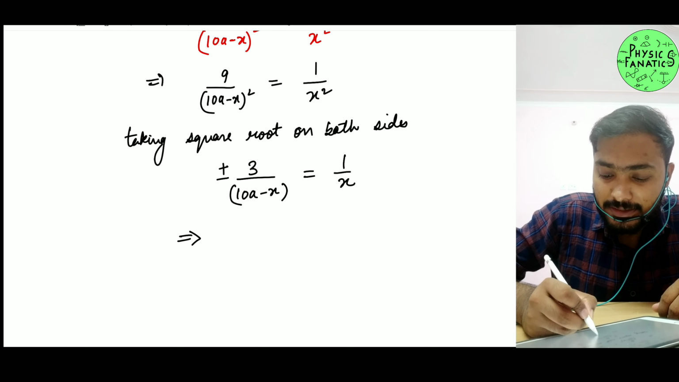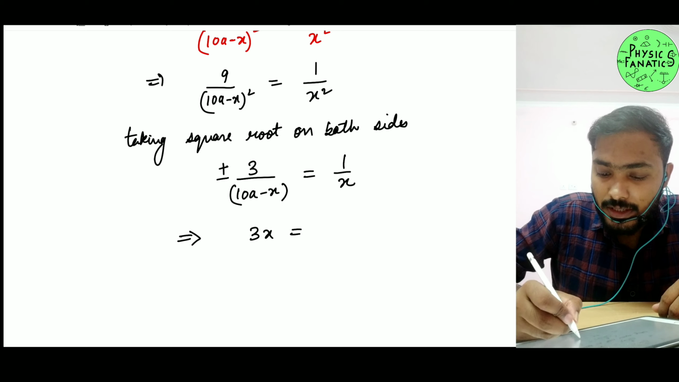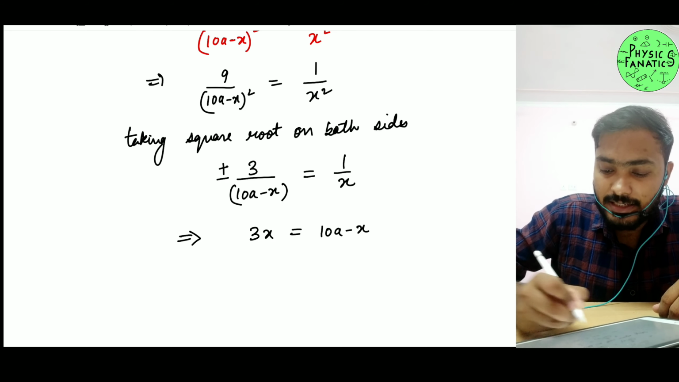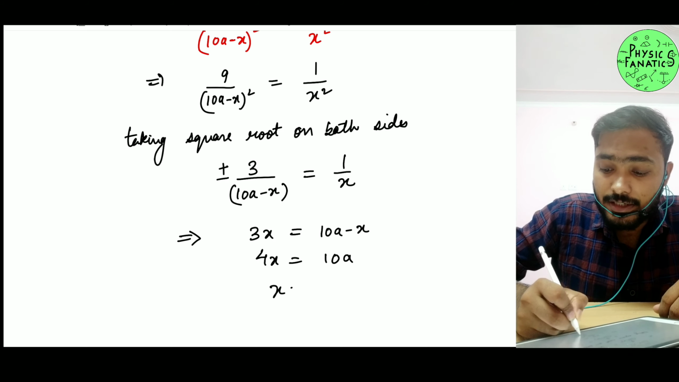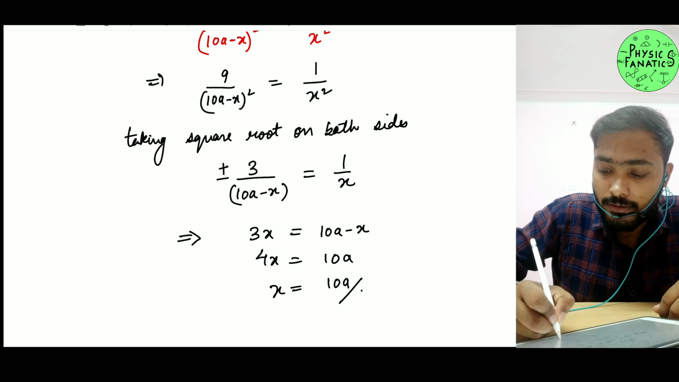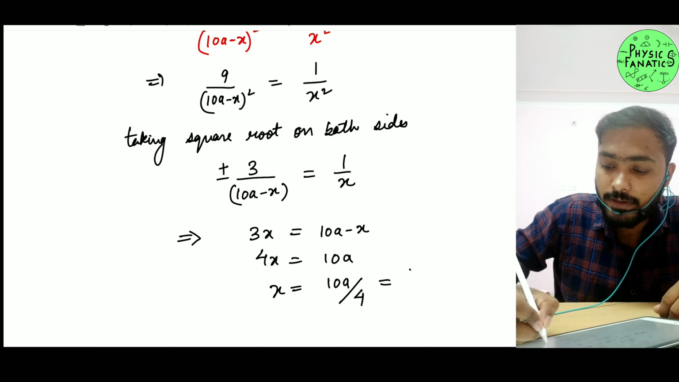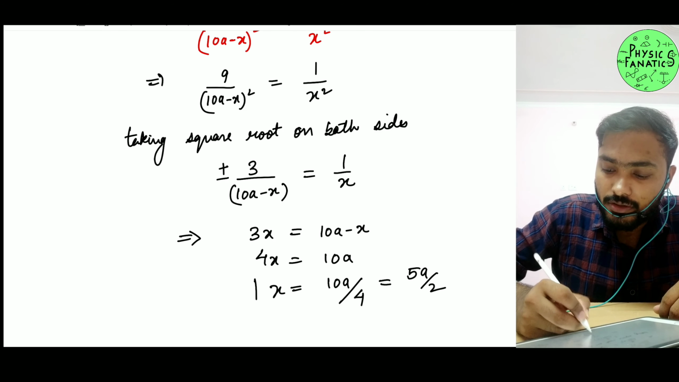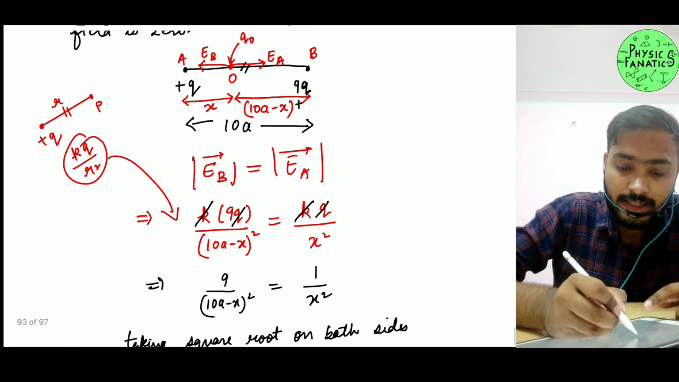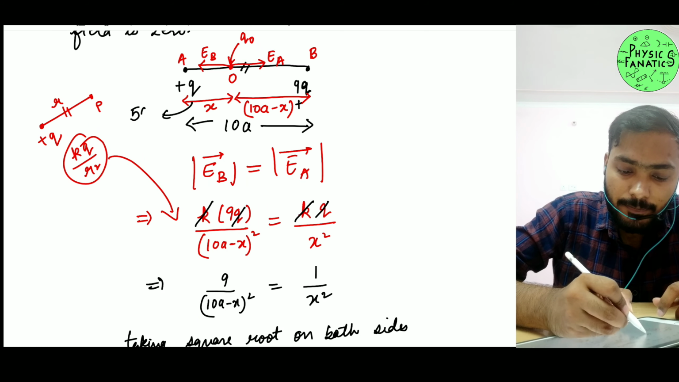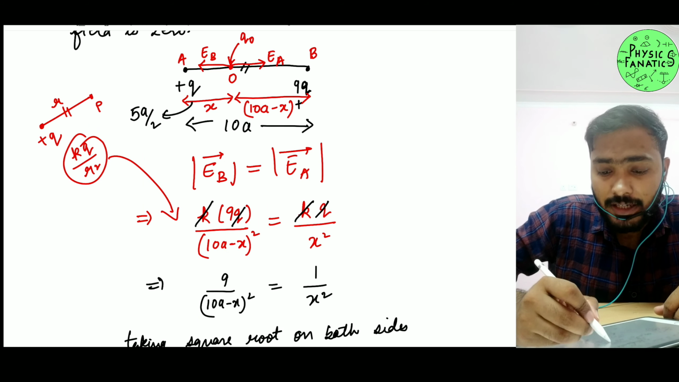So that will be 3x equals 10a minus x, or I can say 4x equals 10a, or x equals 10a upon 4, or simply you can write it 5a upon 2. So I got the value of x, that is x is 5a upon 2.